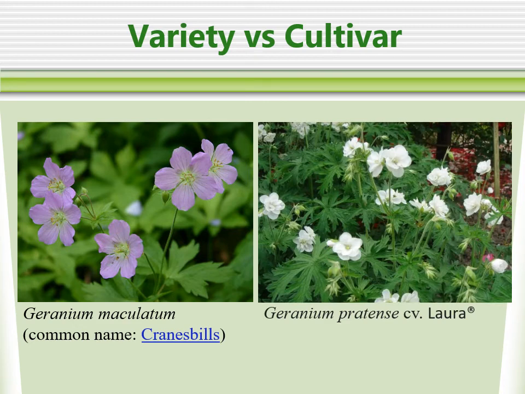Now, going back to the Geranium maculatum, which is the wild variety of geranium that we see in Ontario, there are actually cultivar versions of that where they've made selections for, in this case, white double flowers. And this is, in fact, the Geranium pratense cultivar Laura. It's much more closely related to the Geranium maculatum.